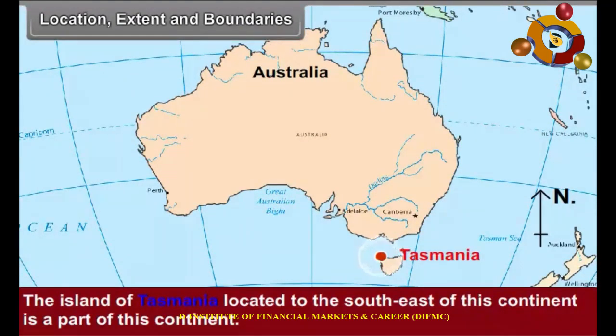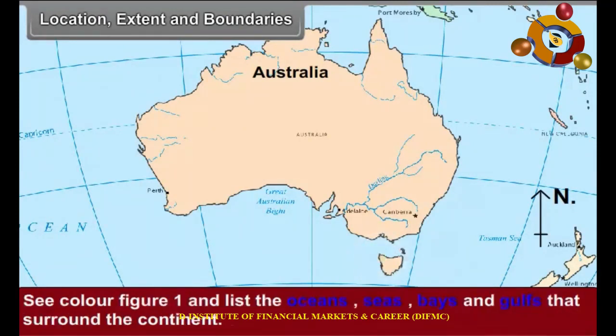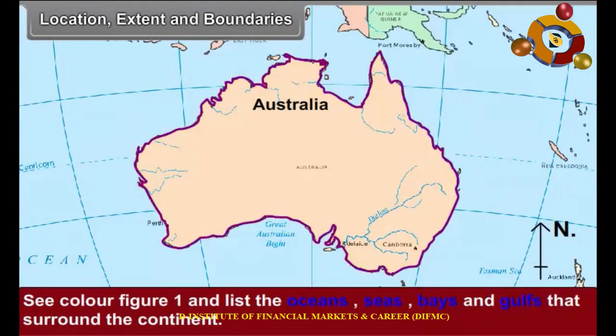The island of Tasmania, located to the southeast of this continent, is a part of this continent. See Figure 1 and list the oceans, seas, bays and gulfs that surround the continent.